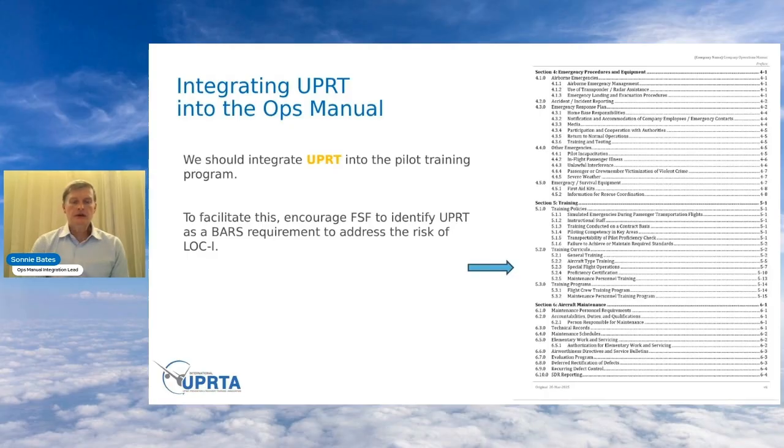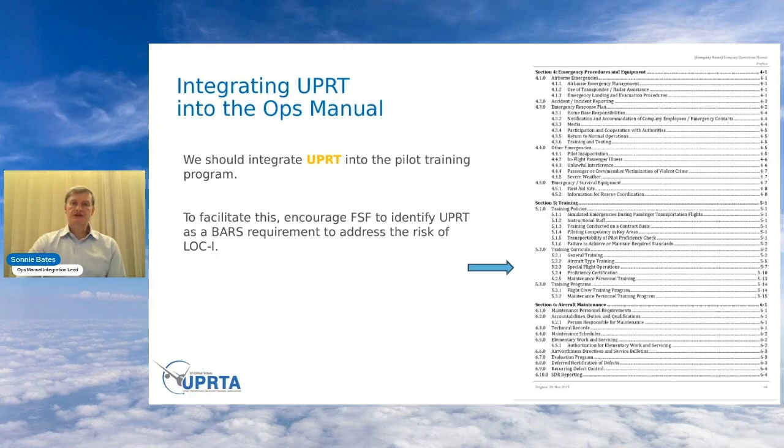And then I'm only providing 3 options here on this presentation. There are possibly all kinds of ways to address UPRT, but I thought I would start off with 3 basic ones that I think are pretty obvious. The last one is to facilitate identifying not only loss of control in flight with Flight Safety Foundation, as they already do in the Basic Aviation Risk Standard, but identify UPRT as a BARS requirement to address this risk.